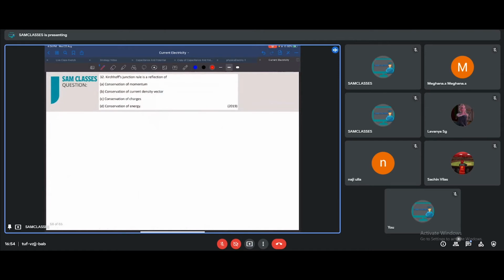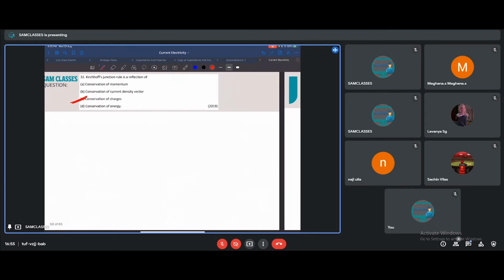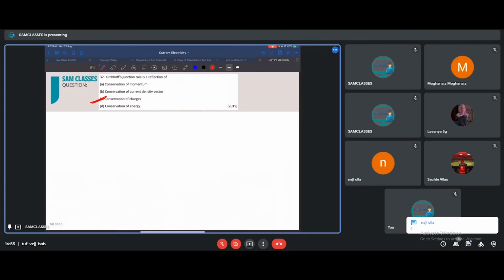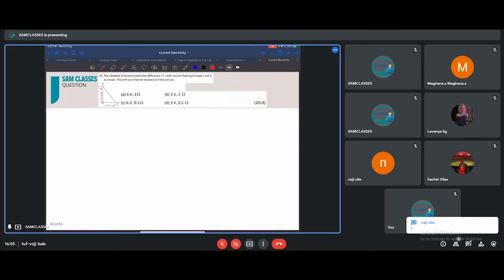Next, Kirchhoff's junction rule is a reflection of which point? Everybody got the previous one? Basically we just had to remove that loop and solve the circuit. That's it. Next, it's a reflection of what? Conservation of charge. Junction rule is simple, conservation of charge: the amount of charge going in equals the amount of charge coming out.